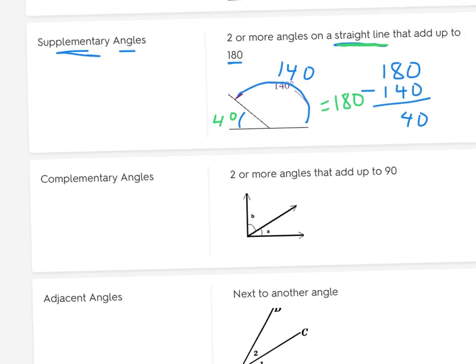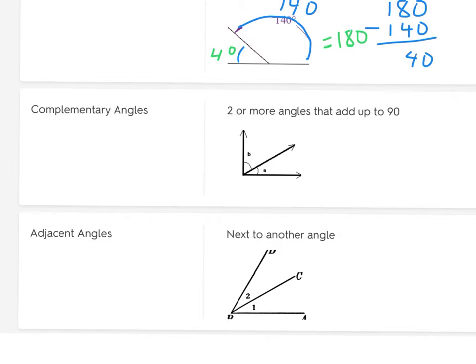Your next term is complementary angles. Complementary angles are 2 or more angles that add up to 90. So these 2 angles together would equal 90 degrees. So if A was 30 degrees, you would do 90 minus 30 to get 60. So that would mean that B would be 60, because 30 plus 60 equals 90 degrees. So those are called complementary angles, 2 angles that add up to 90 degrees.